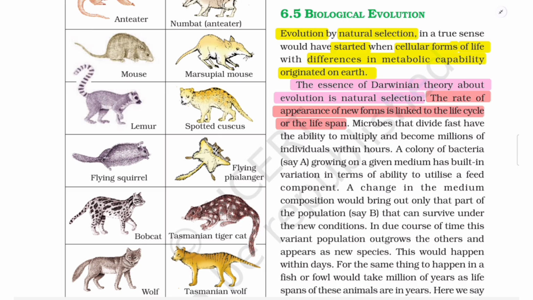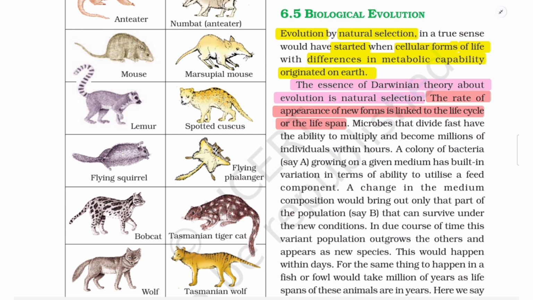A colony of bacteria, say A, growing on a given medium has built-in variation in terms of ability to utilize a feed component. A change in the medium composition would bring out only that part of the population, say B, that can survive under the new conditions. In due course of time, this variant population outgrows the others and appears as a new species. This would happen within days.